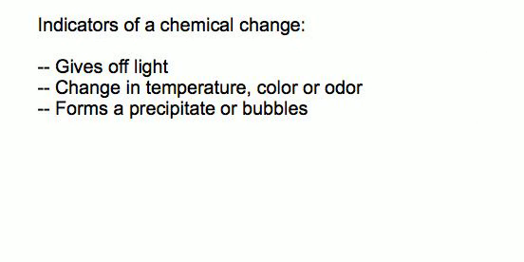Some indicators of a chemical change include giving off light, changing in temperature, color, or odor. Okay, notice it says change in temperature. Remember that some reactions will absorb heat, causing the surroundings to get colder, and some will give off heat, causing the surroundings to get warmer.